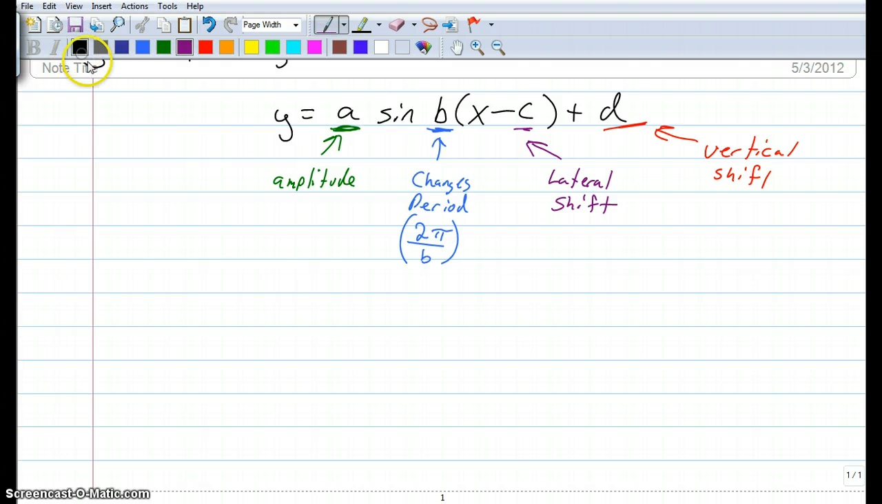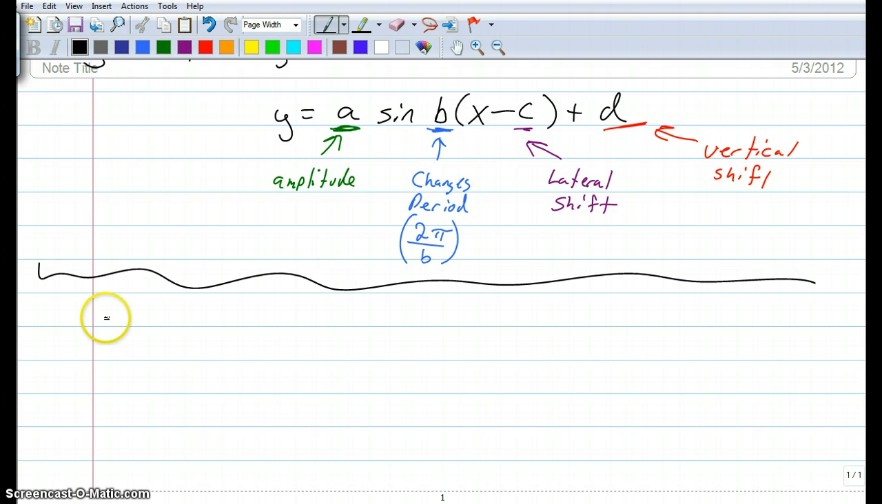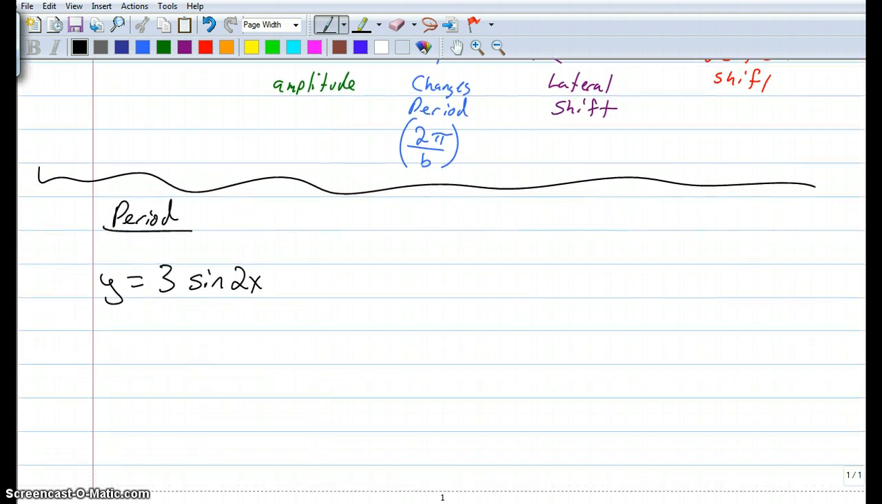All right, so let's do a couple of examples here. First of all, let's just affect the period first. We got y equals 3 times the sine of 2x. Let's just hook this one up.